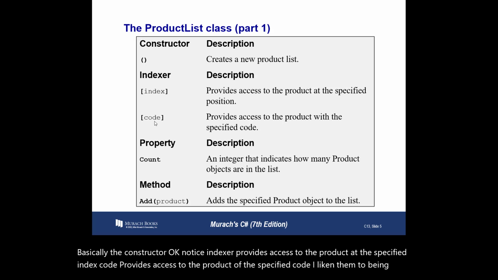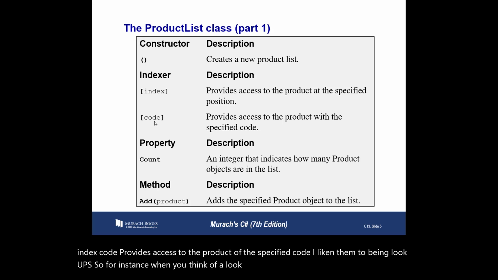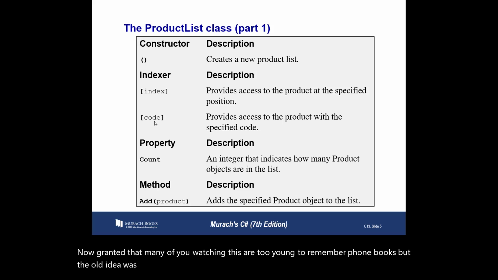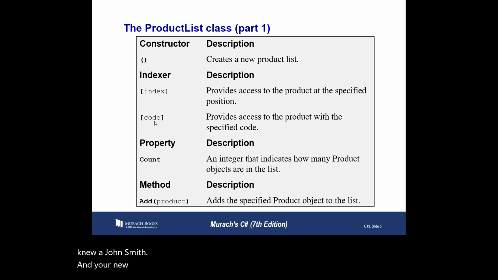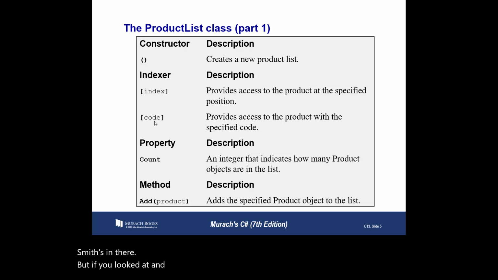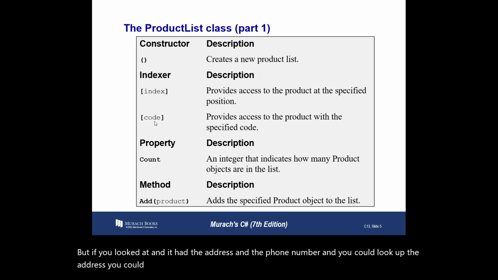So for instance, when you think of a lookup, granted many of you watching this are too young to remember phone books, but the old idea was that if you knew somebody's name and address, so let's say you knew a John Smith and you knew John's address, but you looked in the phone book, there'd be a lot of John Smiths in there. But if it had the address and the phone number, you could look up the address and figure out which one it was. So the address would basically have been your indexer in that case.